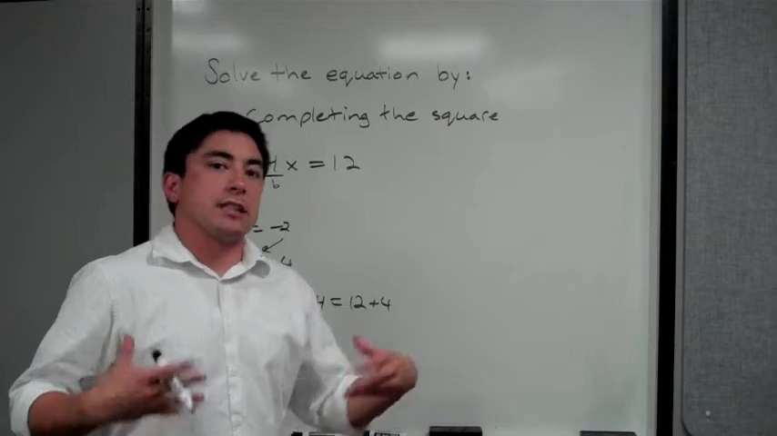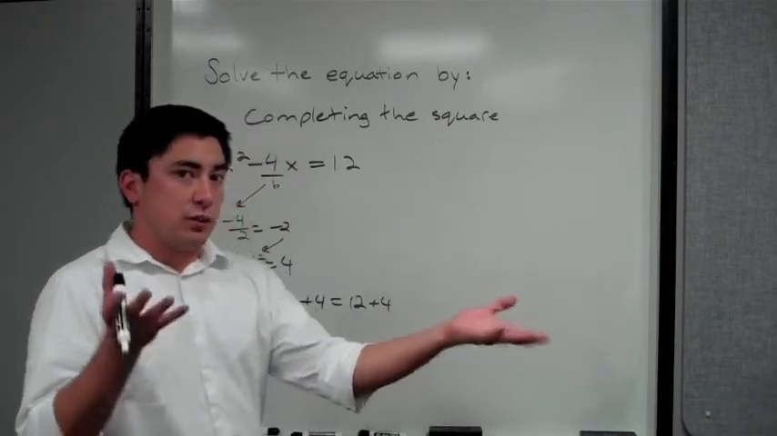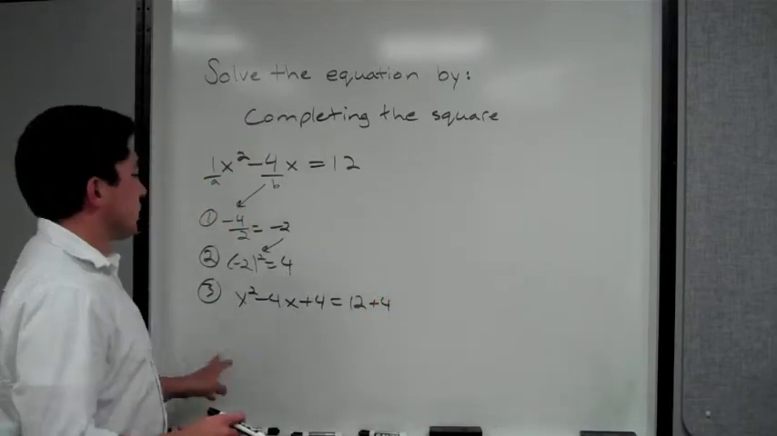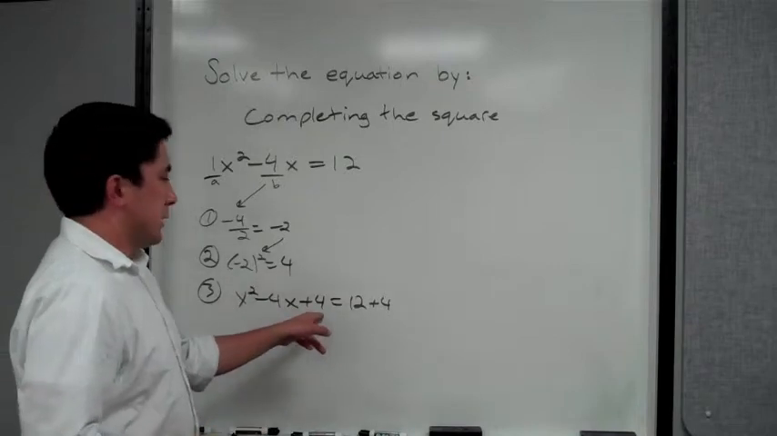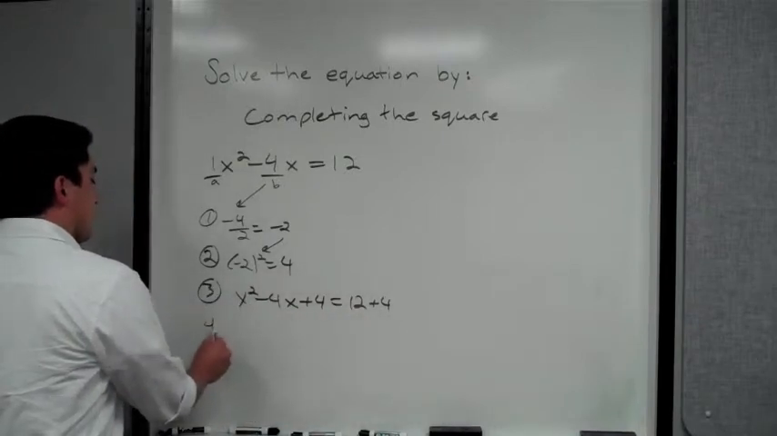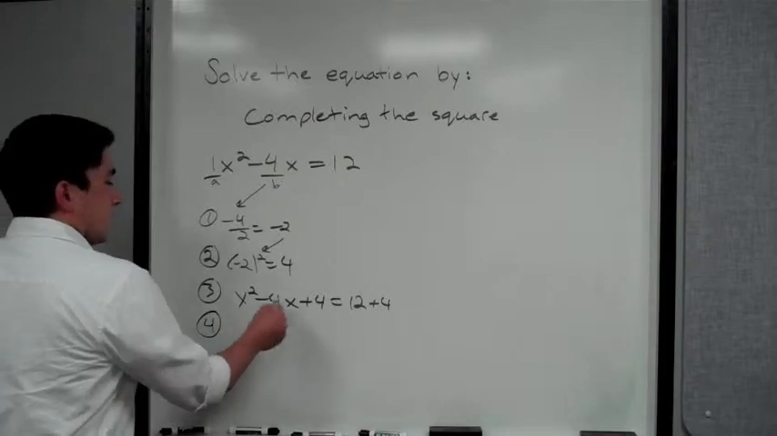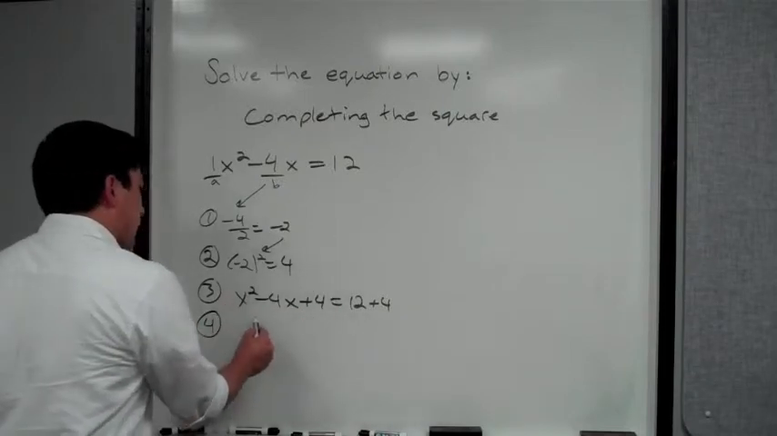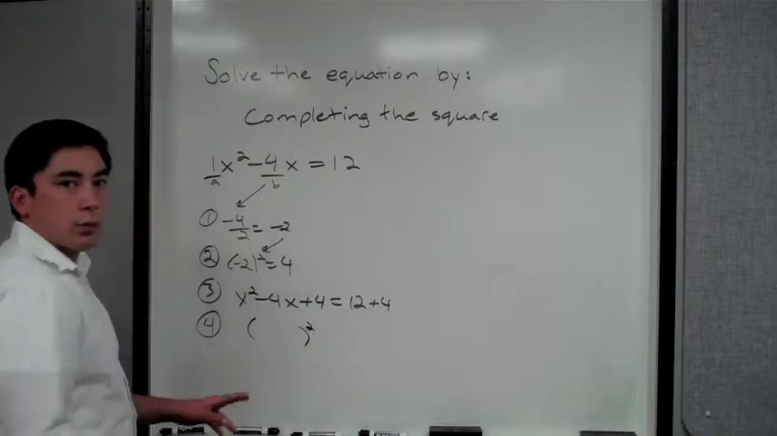You can subtract the same amount on both sides, as long as you do the same thing on both sides. So we're just going to go ahead and add a 4 in here, so we can also add a 4 in here. Now what we're going to do for our fourth step is take these three terms and factor it down to 1 parenthesis squared.